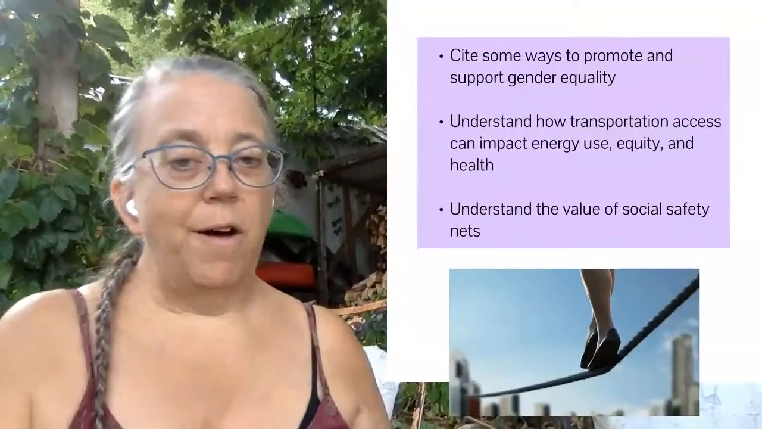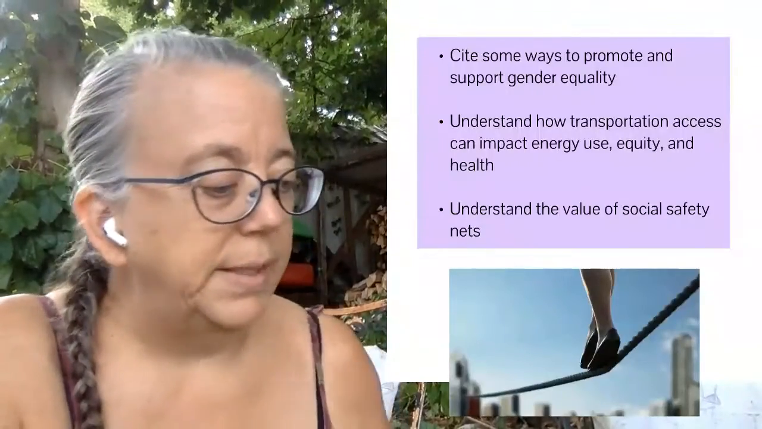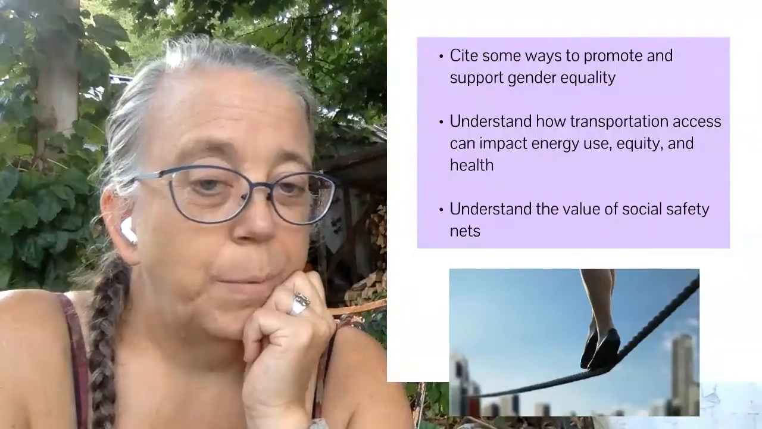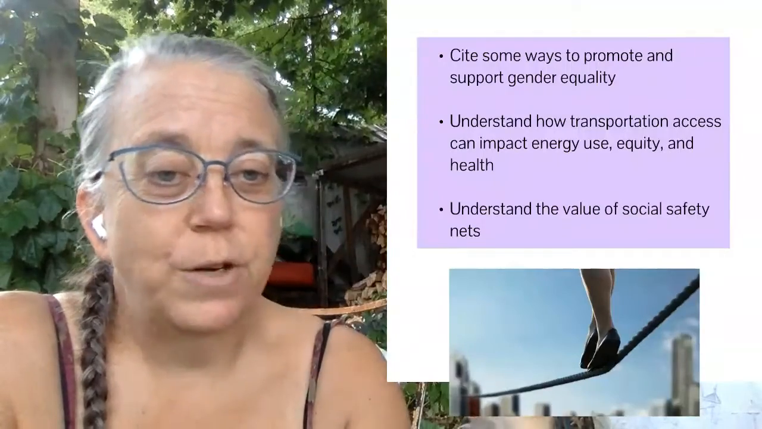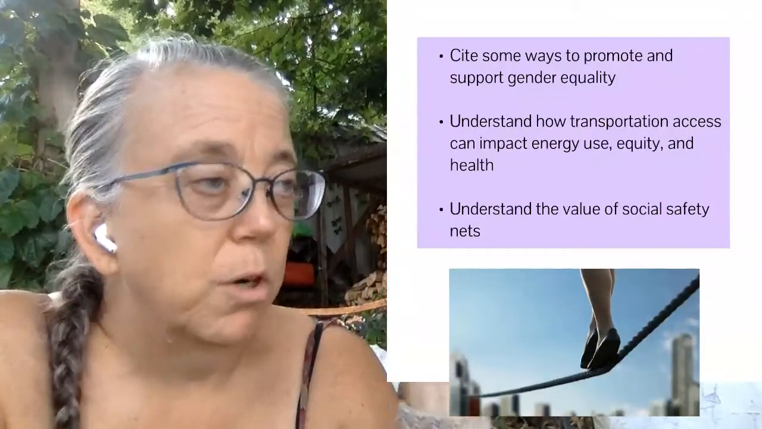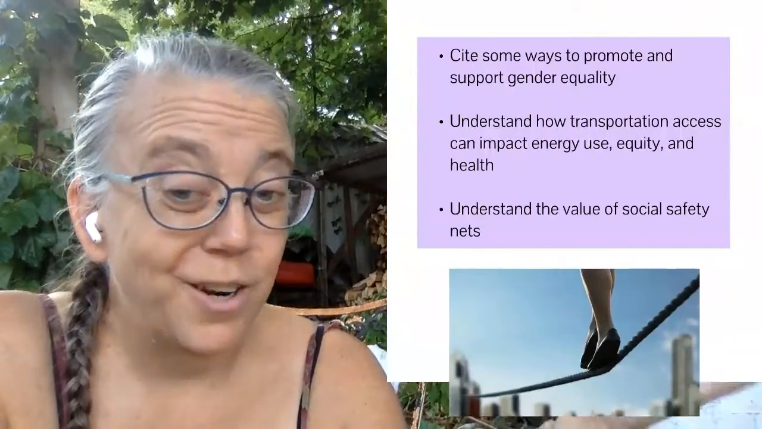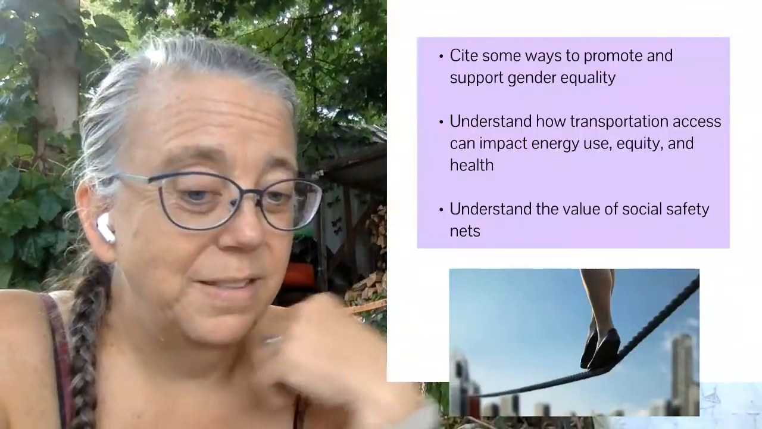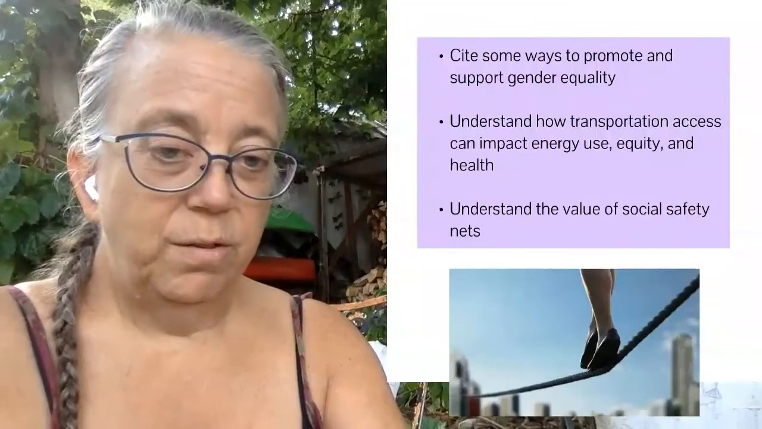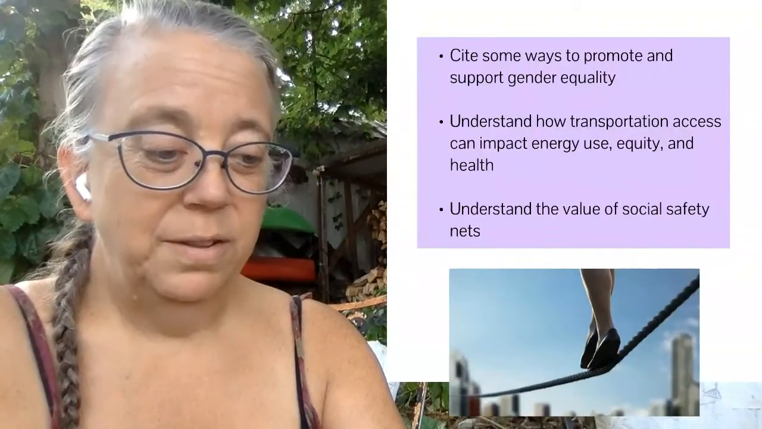The learning objectives revolve around some of the UN SDGs that relate to gender equality and transportation access. So cite some ways to promote and support gender equality. Understand how transportation access can impact energy use, equity, and health. All of the best work is done in a way that ensures there are benefits to other aligned systems or other related systems. Understand the value of social safety nets. Why do we need those in our communities, in our social structure?